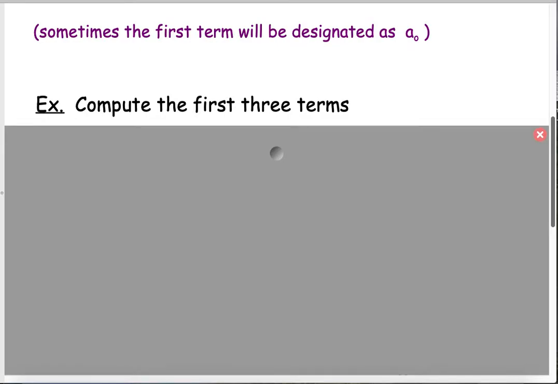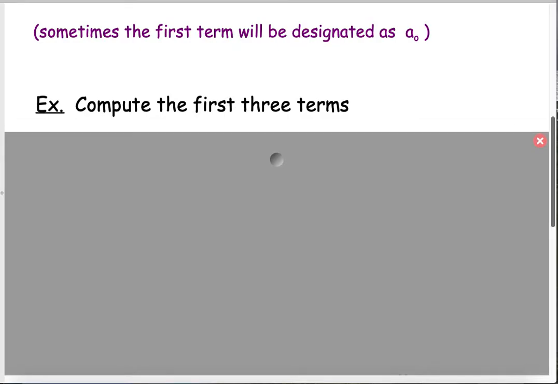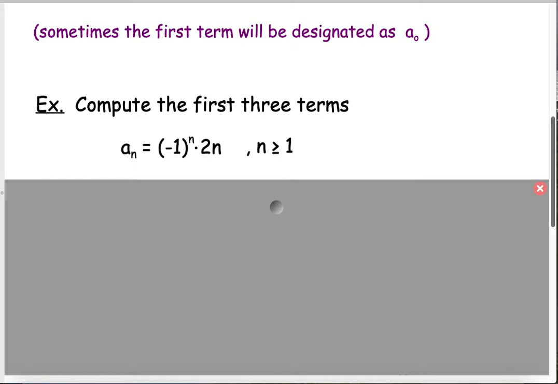Alright, so let's look at some examples. What if I ask you to compute the first three terms of this sequence? Now notice this sequence has a definition for it. It's defined explicitly. a sub n is going to equal (-1)^n times 2n for all n that are greater than or equal to 1.